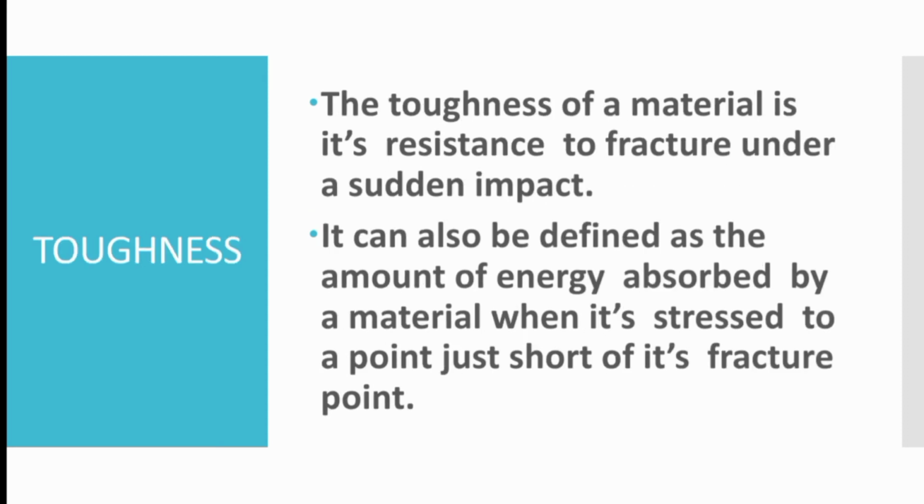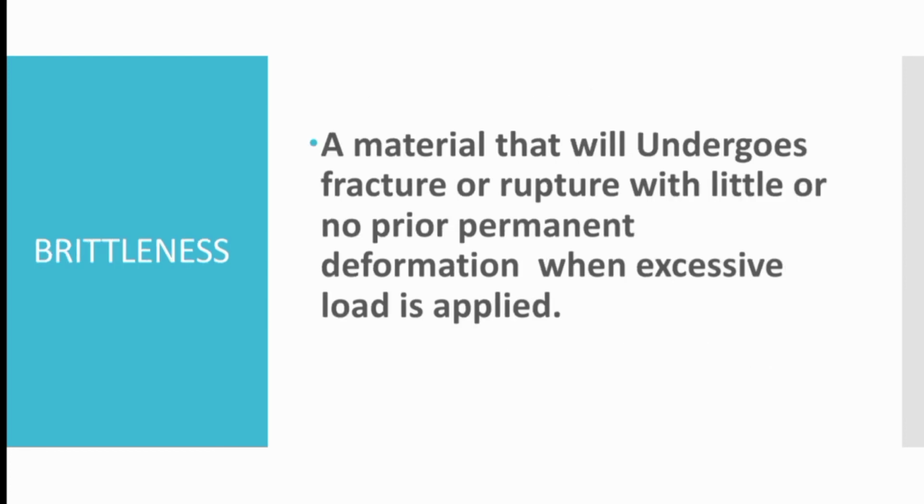Next we have toughness. The toughness of a material is its resistance to fracture under a sudden impact. It can also be defined as the amount of energy absorbed by a material when it is stressed to a point just short of its fracture point. Then we have brittleness: a material that will undergo fracture or rupture with little or no prior permanent deformation when excessive load is applied.